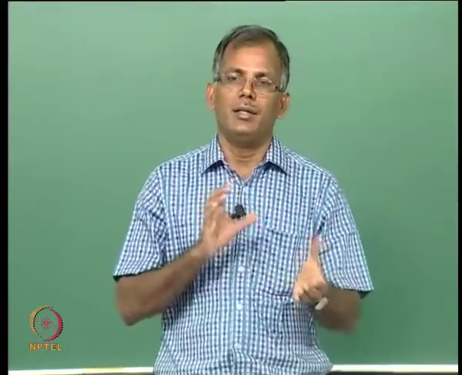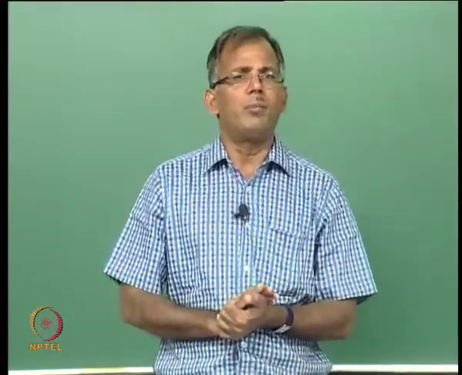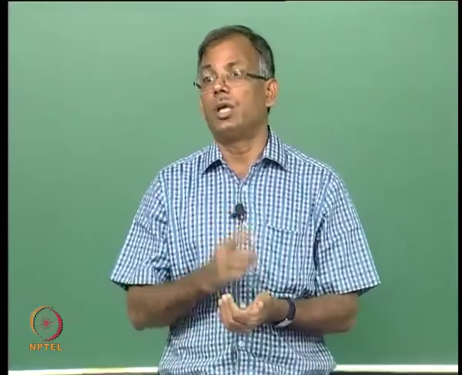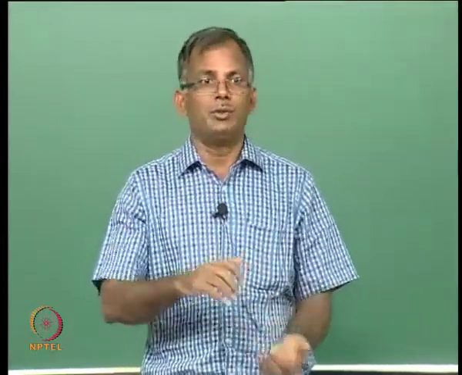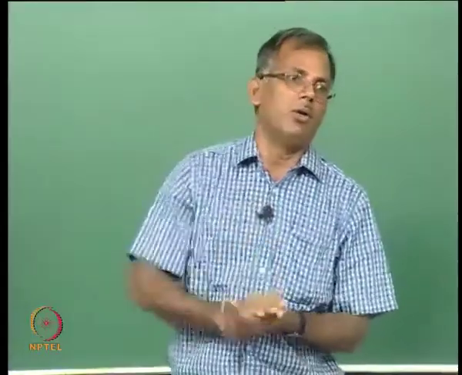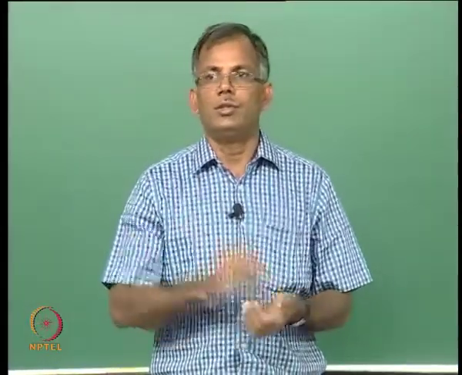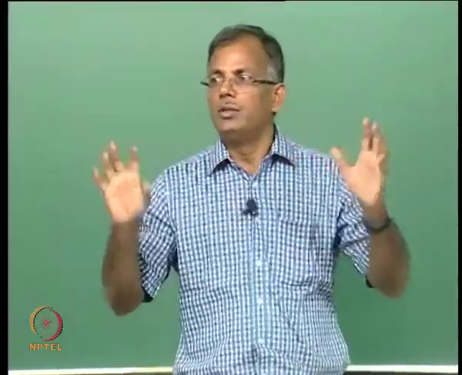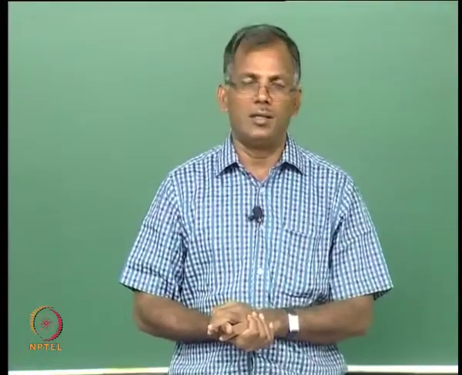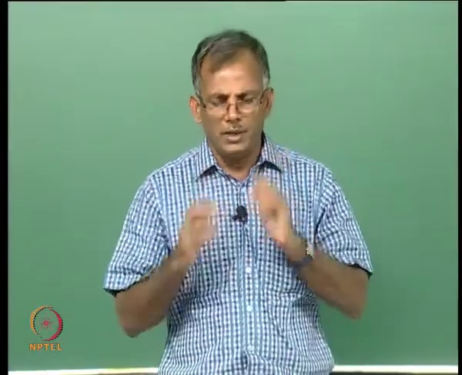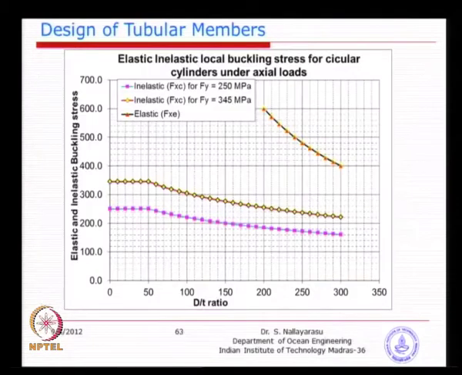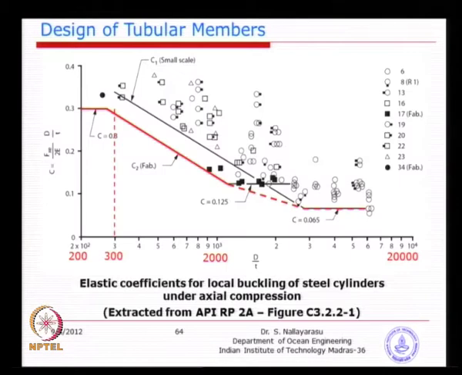Based on that, they have done quite a number of experiments on circular hollow sections. That means you fabricate a pipe, apply the load, and the load at which it fails is noted down. Like this you develop several experimental points and come up with a plot, something like this. When you look at this picture, basically you have got several points.